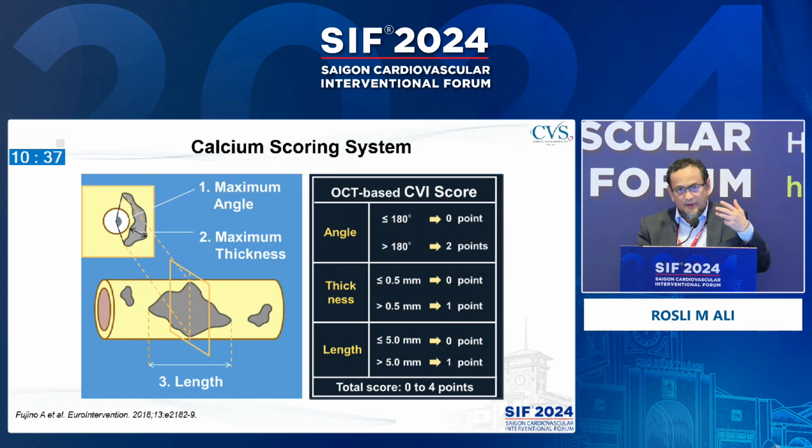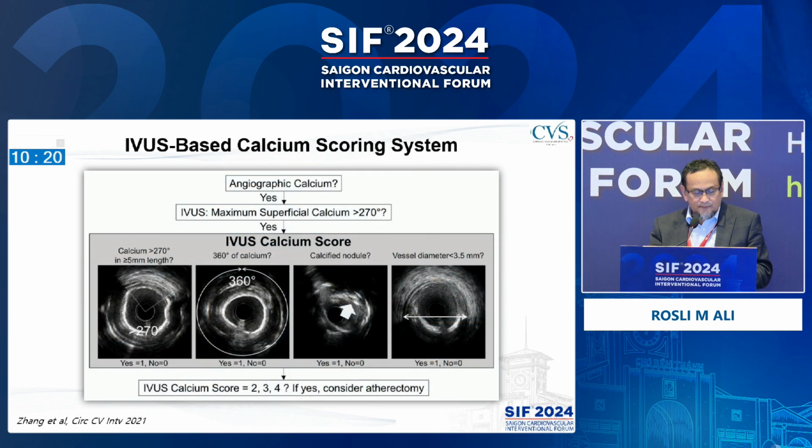Then there are ways that you can score this and decide how you want to act upon it. This is what we call a calcium scoring system, an OCT-based one looking at the angle or quadrant, the thickness, and the length, and then you come to a score. Intravascular ultrasound works the same way, but its advantage is that it incorporates the calcium nodule into it, and then you can even score.